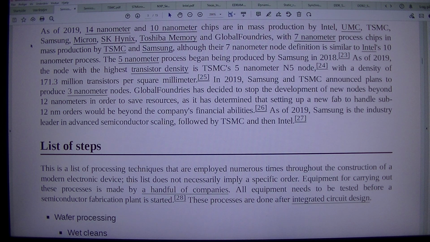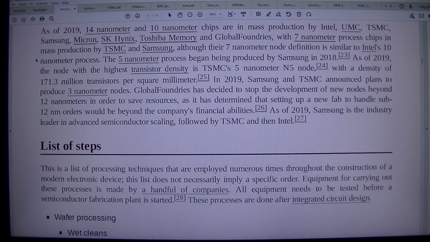As of 2019, 14 nanometer and 10 nanometer chips are in mass production by Intel, UMC, TSMC, Samsung, Micron, SK Hynix, Toshiba Memory and GlobalFoundries, with 7 nanometer process chips in mass production by TSMC and Samsung, although their 7 nanometer node definition is similar to Intel's 10 nanometer process. The 5 nanometer process began being produced by Samsung in 2018.